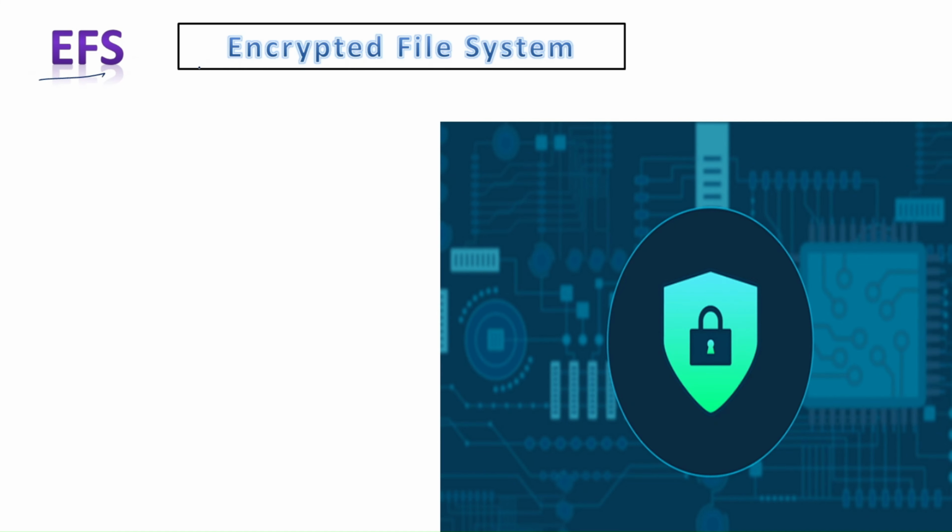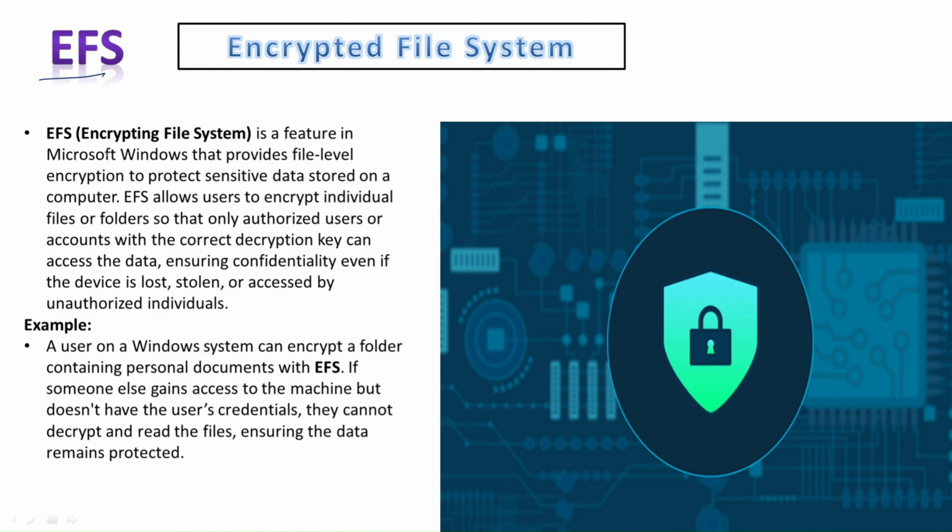EFS, that is encrypted file system. So EFS is a feature in Microsoft Windows that provides file level encryption to protect sensitive data stored on a computer. EFS allows users to encrypt individual files or folders so that only authorized users or accounts with the correct decryption key can access the data, ensuring confidentiality even if the device is lost, stolen, or accessed by unauthorized individuals.